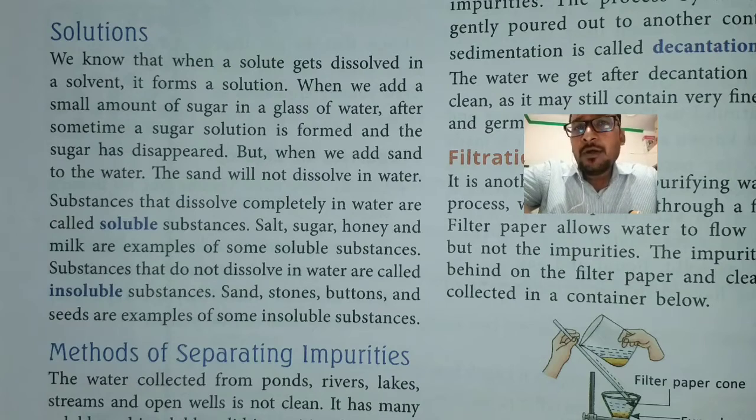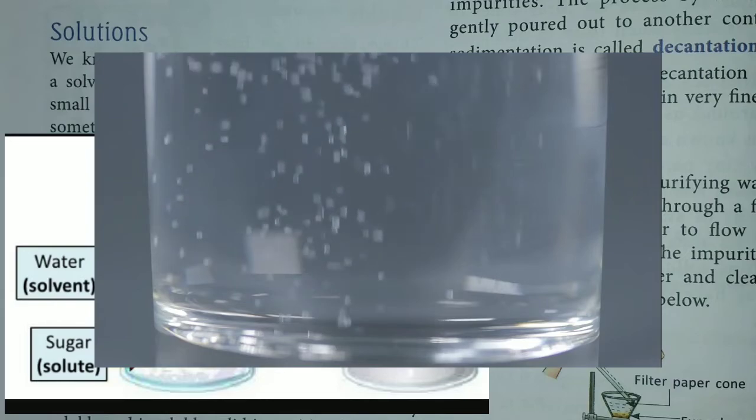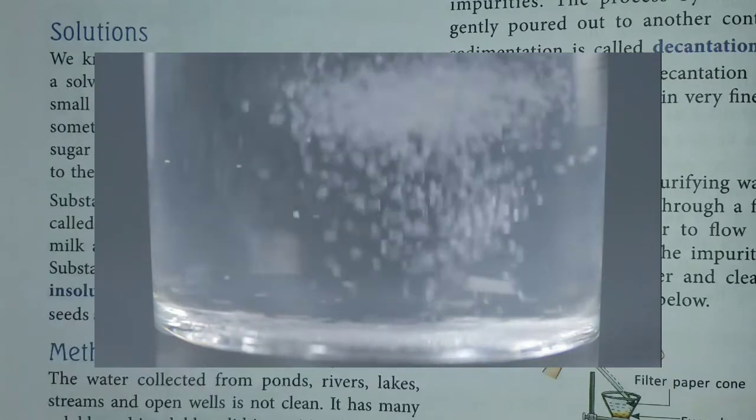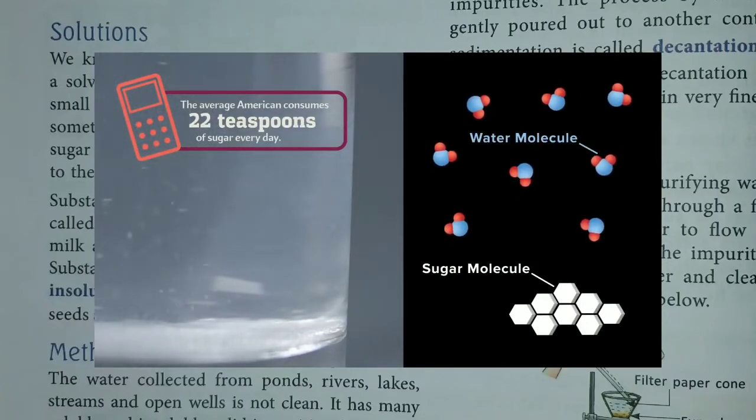When we add a small amount of sugar in a glass of water, after some time a sugar solution is formed. The sugar has disappeared. It has not disappeared. The molecules of that sugar is dissolved inside the liquid molecular space. Okay, so you will study it deeply with the video. So here you can see, when we add a small amount of sugar in a glass of water, after some time a sugar solution is formed.